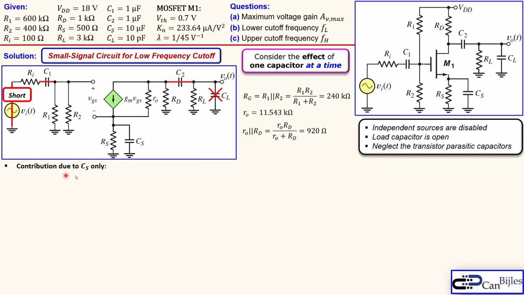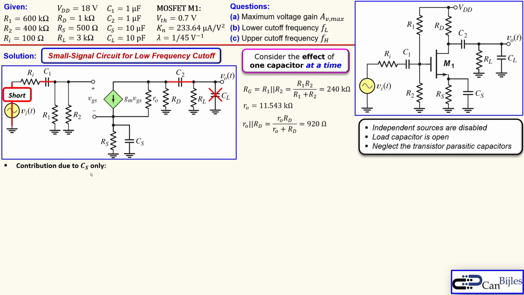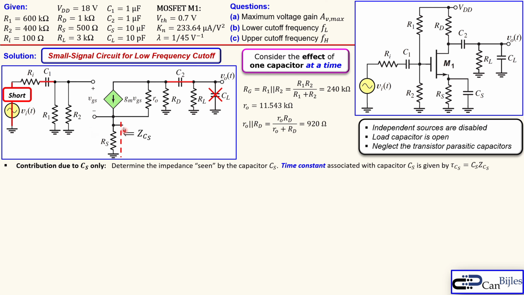Because how do we do that? Now the contribution due to CS only, we need to look again between the two nodes, and we need to apply the test voltage and test current method to determine the impedance seen by this capacitor CS. So how to determine that? One way is to apply a test voltage and a test current and take the ratio. Again, our time constant associated with that is similar to what we have done before.